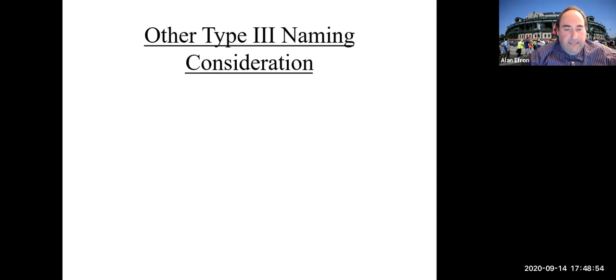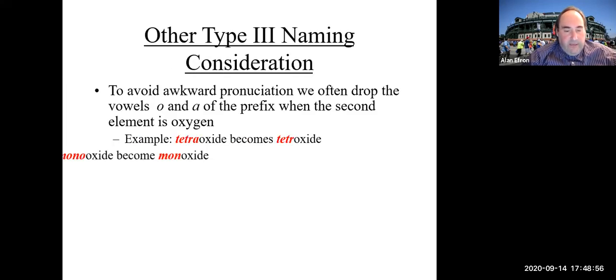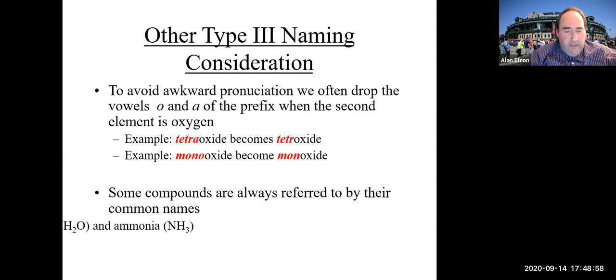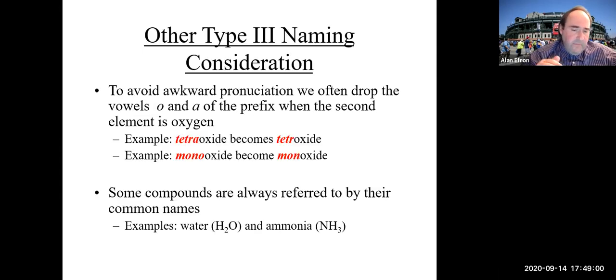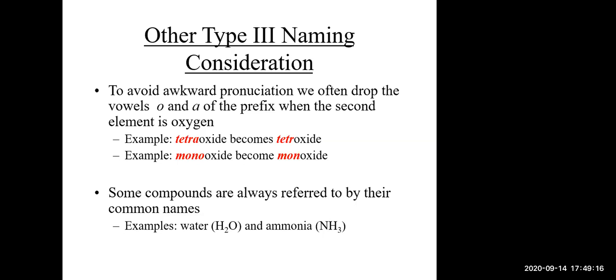So there's the table there. And here's what I was talking about just a second ago. Again, tetraoxide would mean we have 4 oxygens. We would typically drop the A off of the tetra part and be left with just the O. Same thing with the monoxide there, dropping one of the O's off of the prefix.